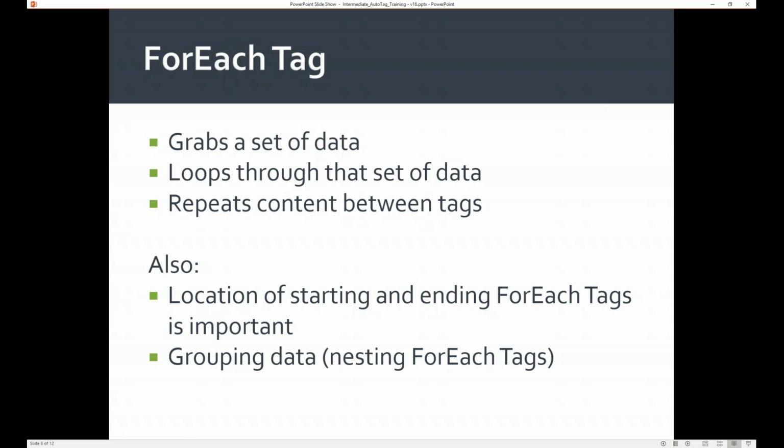So for the for each tag, let's review what it actually does. It does three things. First, it grabs a set of data, any set of data that you want to pull from your data source. Second, it loops through that set of data that you selected to work with. And third, it repeats all the elements between the beginning and ending for each tags. I'll show you the importance of where to place these beginning and ending for each tags, and show you the results of placing these tags in different ways.